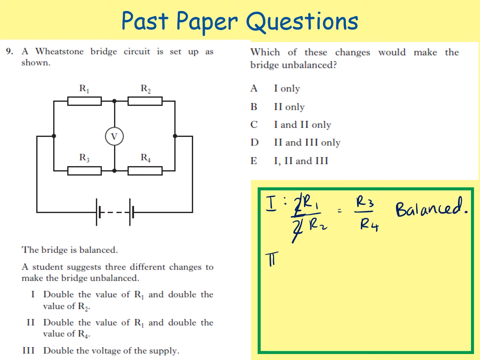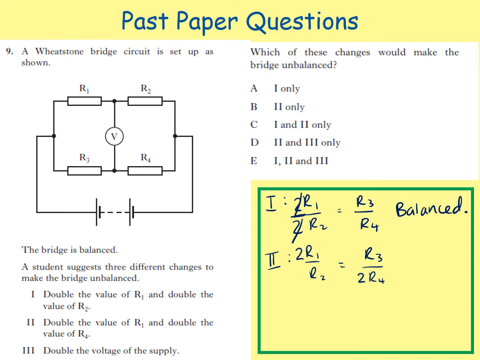Let's look at statement 2. Again, taking R1 over R2 equals R3 over R4. The second statement says double the value of R1 and double the value of R4. So a 2 in front of R1 and a 2 in front of R4. Unfortunately, we cannot cancel these out.